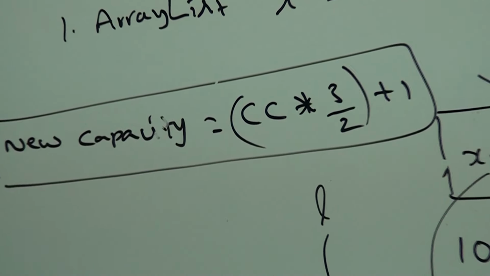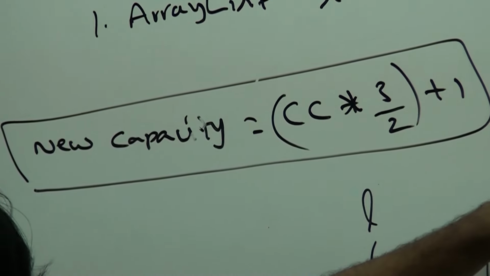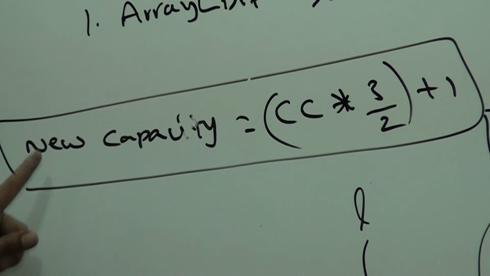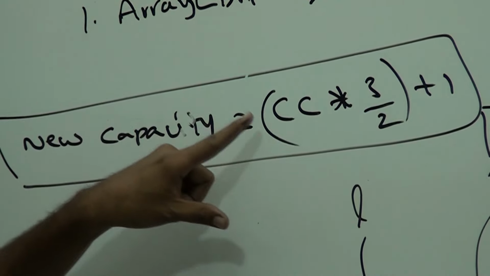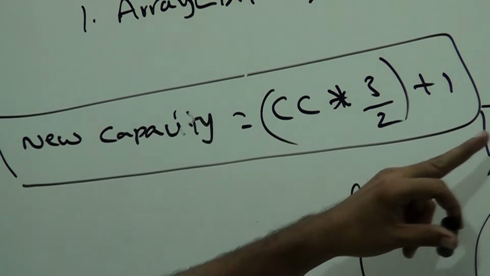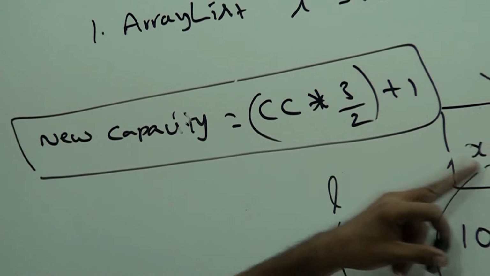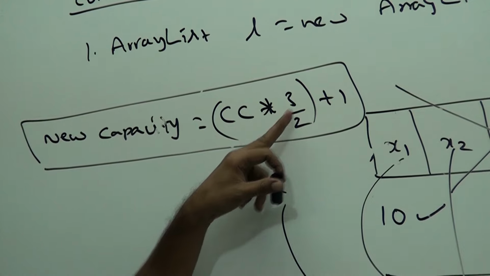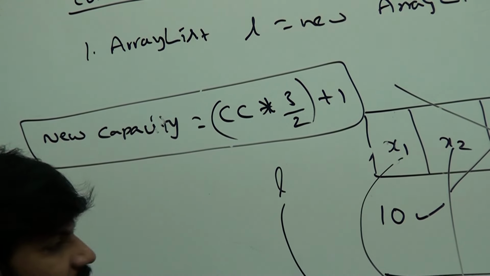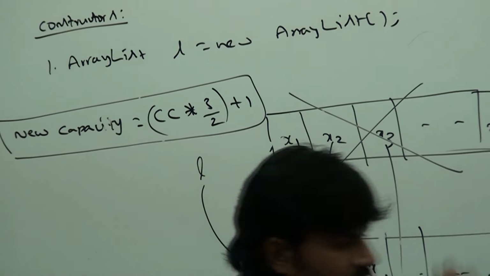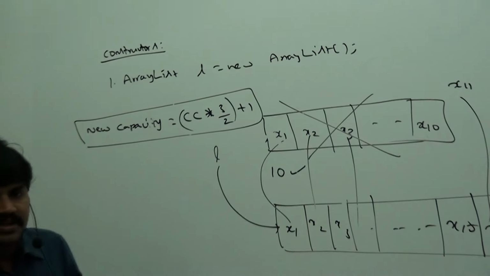Once an ArrayList reaches its max capacity, a new ArrayList object will be created with the new capacity equal to current capacity * 3/2 + 1. Now observe this one: 10 is the current capacity. 10 * 3/2 is 15, plus 1, so this 10 will become 16.